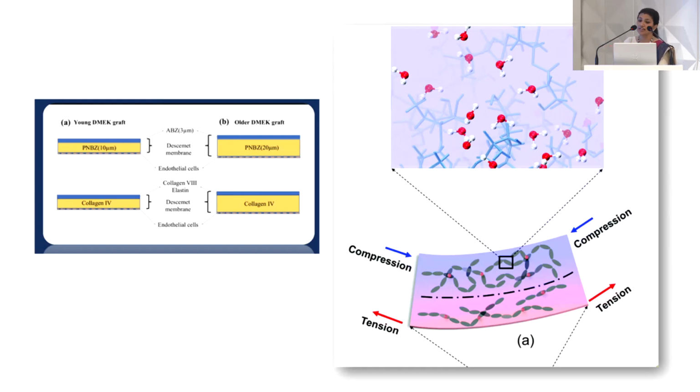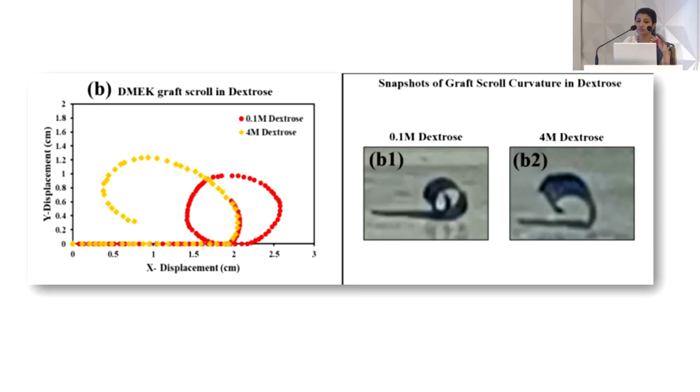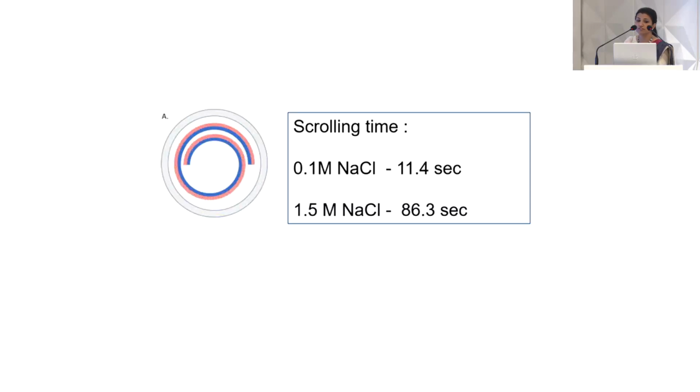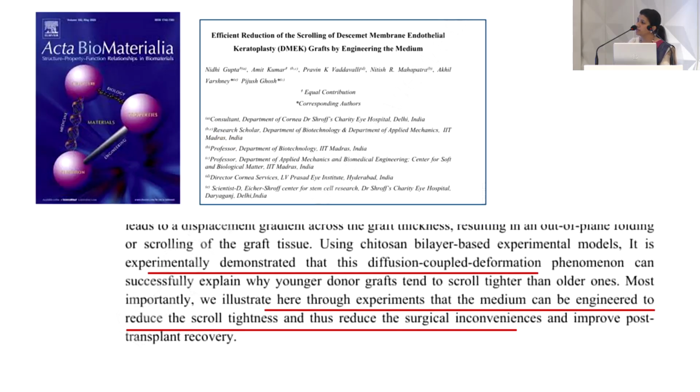These actuation characteristics are governed by the stiffness, the geometry of the film, and the diffusion characteristics of the solvent. It was very interesting to see that it was not only the difference in the fluid, but also the differences in the percentage of the fluid composition that caused a difference in the scrolling time of these tissues. Hence, we published a paper with that group, wherein we showed that it is the diffusion coupled deformation phenomena which causes the DMEK tissue to scroll.